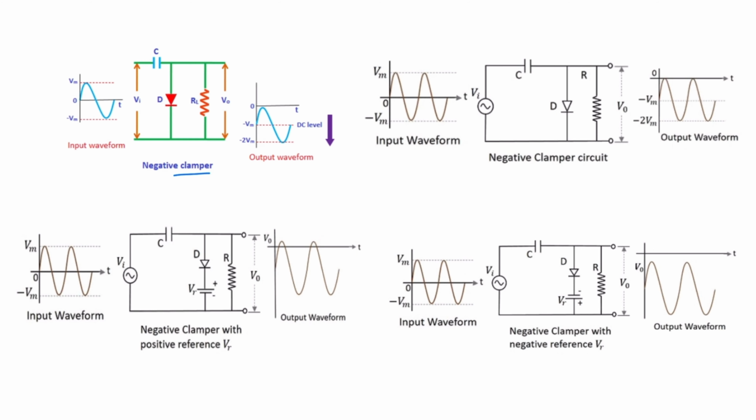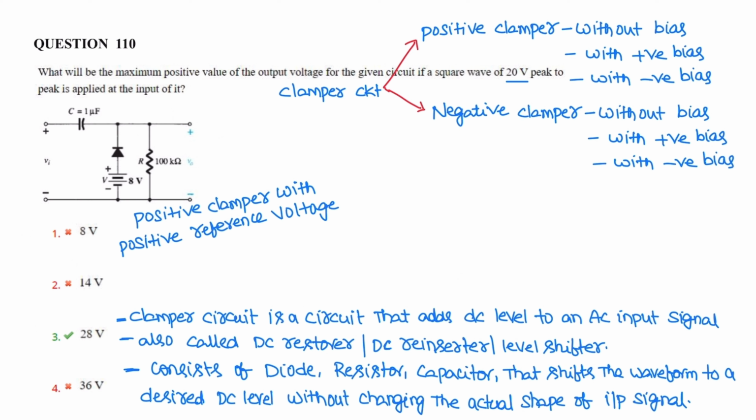So from this, the question given is a positive clamper with positive reference voltage. In the question, the circuit represents a positive clamper with positive reference voltage. For this, the maximum output voltage V naught is 2 times Vi plus the reference voltage. The reference voltage given here is 8 volts, and 2 times the input voltage. Input voltage is 20. Peak to peak input voltage is 20. So that is 10.